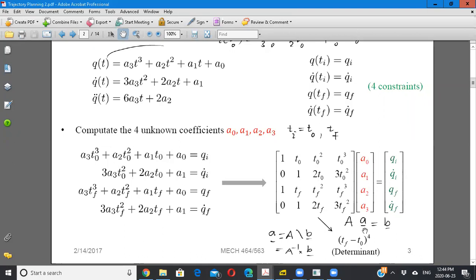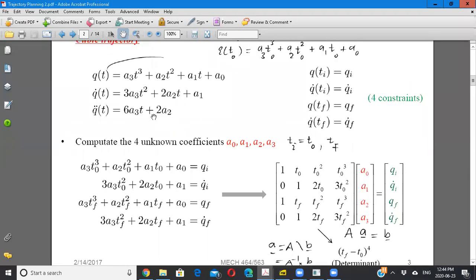Now how to find A? You will have to multiply both sides with the inverse of matrix A. So that will go to the right side, and A inverse will be multiplied with B. Once you do that, you will get the values of A. The A's will no more be unknown because everything else is known. These values are given, T0 is given, TF is given. We multiply the inverse of A with B, and we get the exact values of A. Once you plug them in here, you will get your exact trajectory.